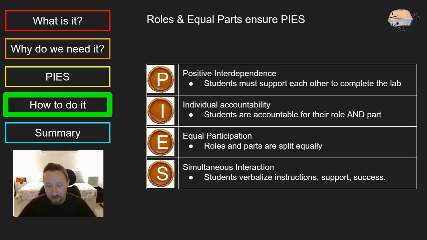And then simultaneous interaction. Students have to verbalize the instructions. They have to verbalize their support. If there's one student who doesn't understand or is not sure about how to complete their role, other students are relying on that student to complete that role, so they can say, hey, I know how to do this. Hey, you can do this, right? Oh, hey, make sure you're doing this, right? So it provides support for that student directly instead of the teacher having to provide it all the time. And they have to verbalize their successes, right? Hey, we did it. They cheer themselves on and they celebrate their successes.